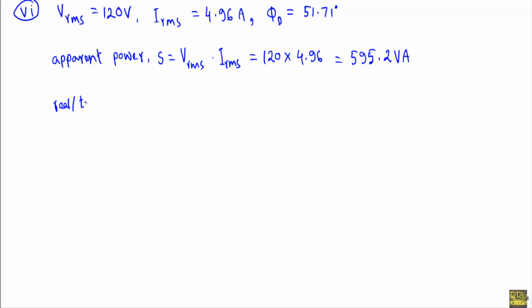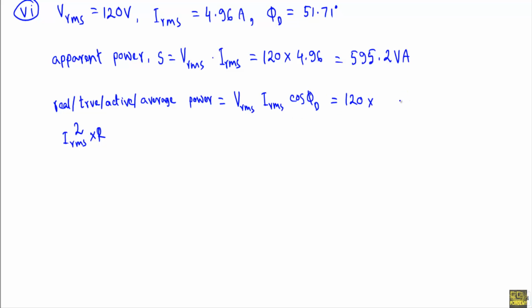After that, I will calculate real power or true power or active power or average power, which is equal to VRMS IRMS cosine phi d. We can calculate this power by multiplying IRMS square with resistance. These two should give very close values. Here VRMS is equal to 120, IRMS is equal to 4.96 ampere, and cosine of phi d. So here we will get 368.8 watt. After that, I will calculate reactive power.